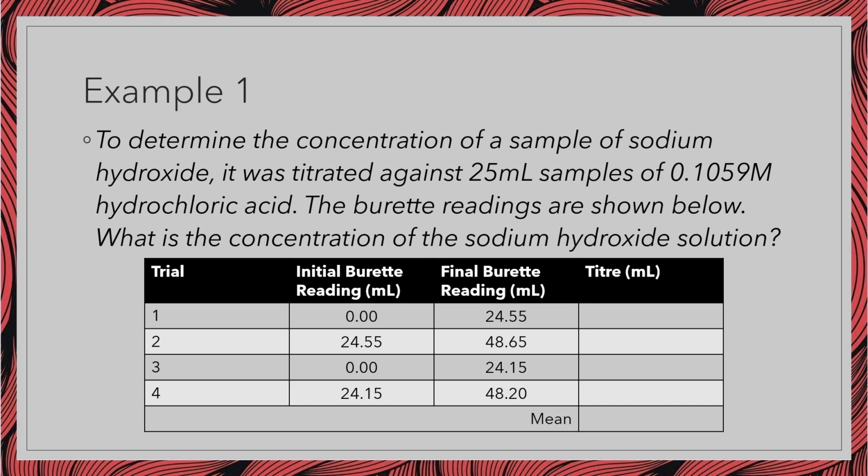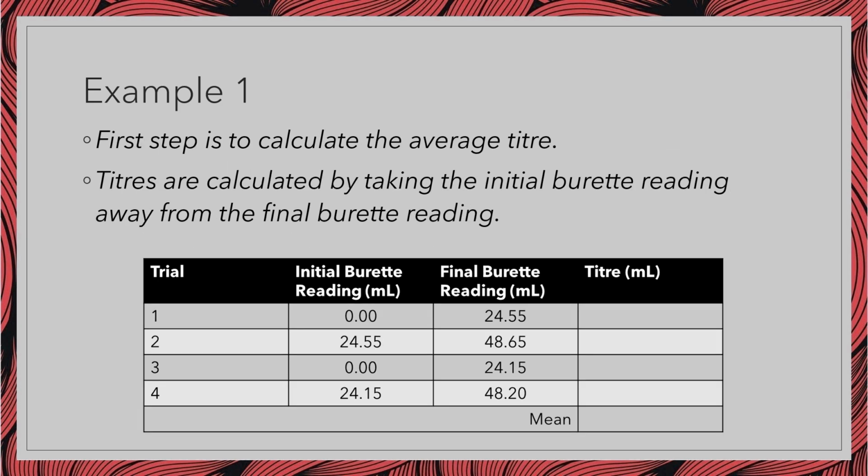Now, to find the titer value, so the actual volume delivered during the titration, we do the final reading, take away the initial reading, okay? So for the first one, it'd be 24.55, take away 0, which is nice and easy. But then the next one's 48.65, take away 24.55, so on and so forth. And we get these 4 values.